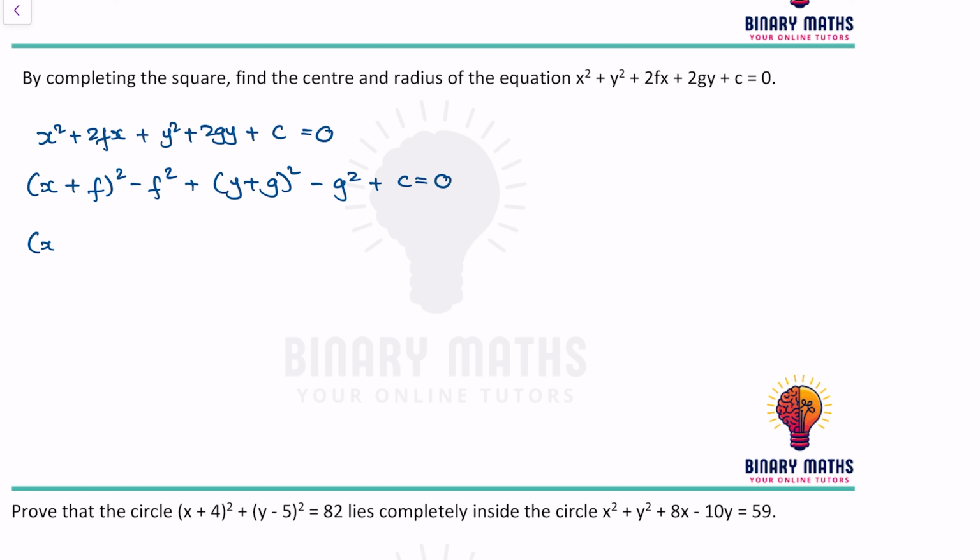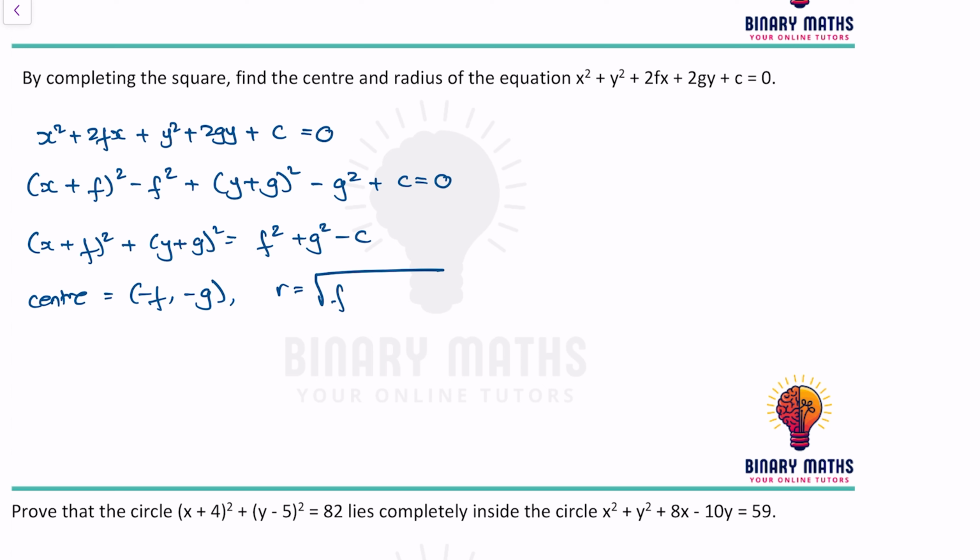Okay, now if I collect all the constants together, I get (x + f)² + (y + g)². If I take all the constants to the other side, I get positive f², positive g², take away c. Okay, now that I've got it in the correct format, my center is equal to (−f, −g), and my radius is the square root of f² + g² − c.